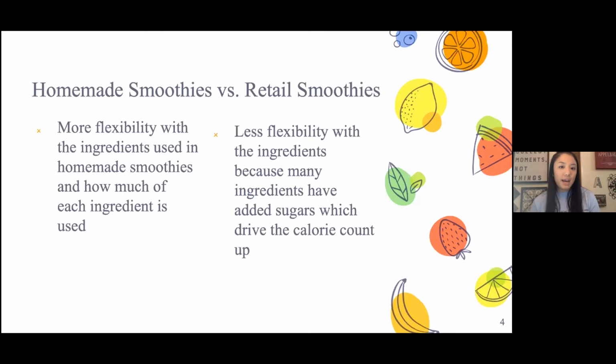Then on the flip side, with the retail smoothies, there's less flexibility with the ingredients because a lot of the ingredients that these places use have added sugars already in the food items, like the different fruits and whatnot. They may come in syrups. And with adding more sugar into smoothies, it drives up the calorie count. So that means that with more sugar in it, typically those smoothies are going to be higher in calories. And some of those calories may be a little unnecessary when you can just get that sugar from more natural sources, from just sweetened fruits and whatnot.